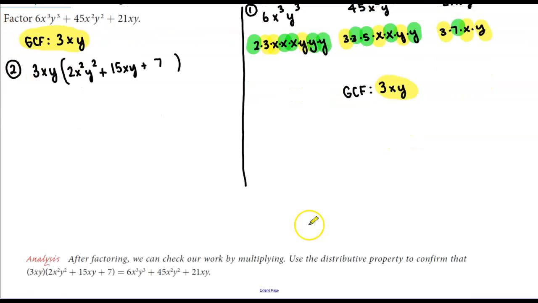Now, after factoring, we can check our work by multiplying. So we can use the distributive property to confirm that when we multiply this greatest common factor, we would end up with the result, which would have been what the question was.